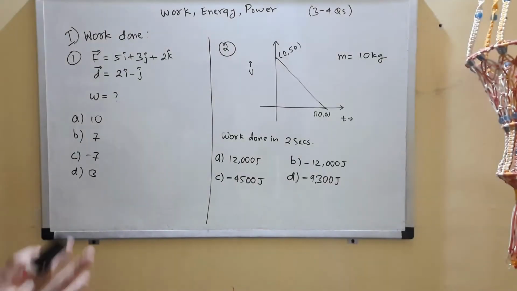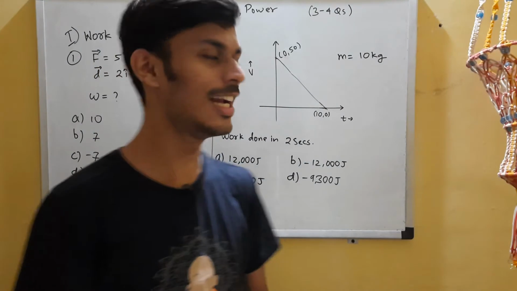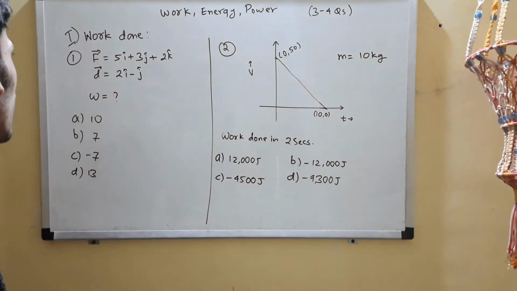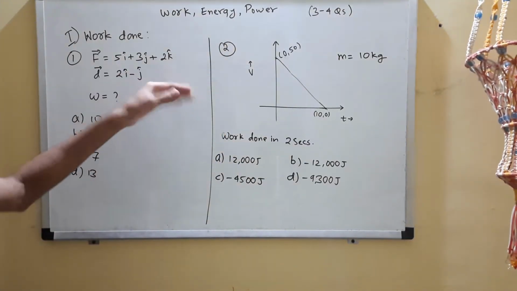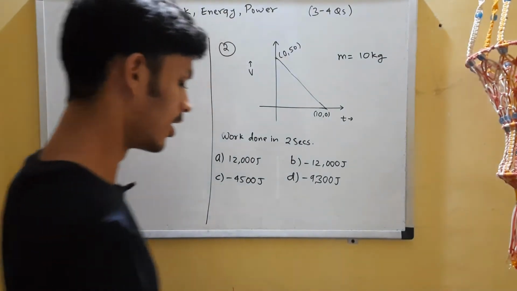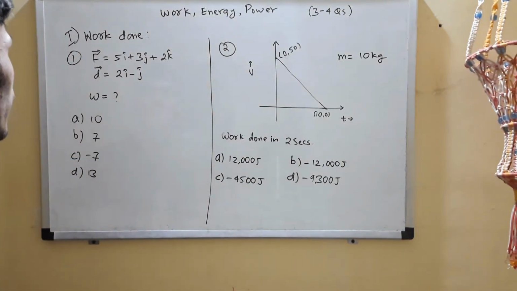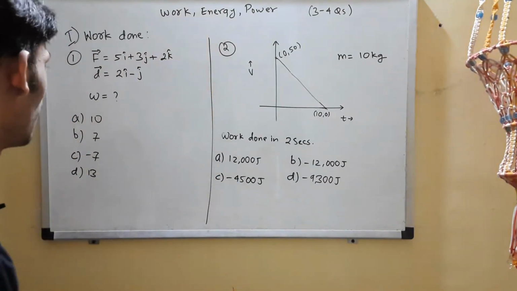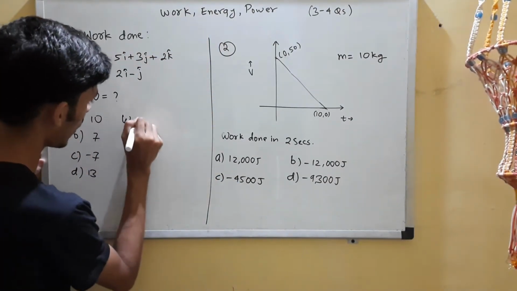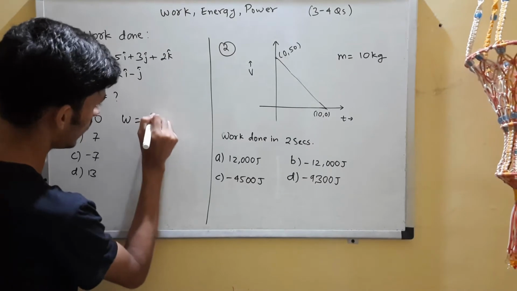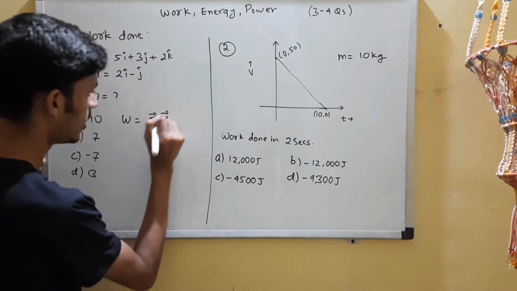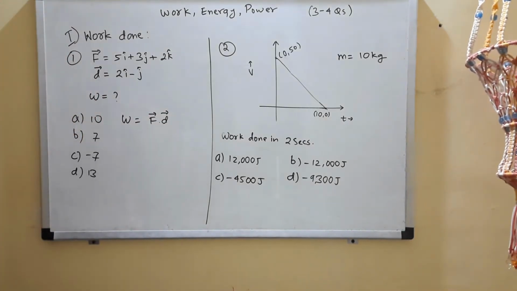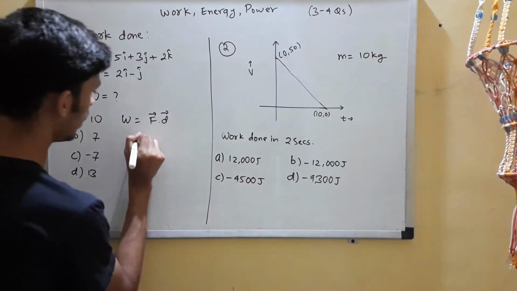Coming to topic number 1, work done. Let's dive straight into the questions. Question number 1: here you are given the force in vector format. The displacement is also given in vector format. You are supposed to tell what the work done is. Very, very simple question. Work done is given as F dot d, right? Here you just take the dot product of these two, and that will give you your answer.